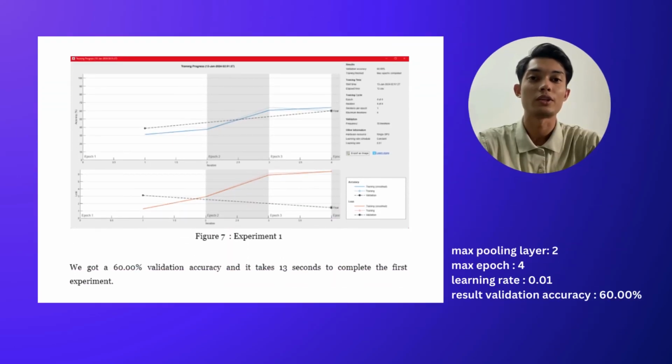Thank you, Kai, for explaining about the separation of data. Next, I will be talking about our training phase. We have conducted 10 different experiments with different values of parameters. This is the first result that we got from the first experiment. We got a 60% validation accuracy, and it takes 13 seconds to complete the first experiment.